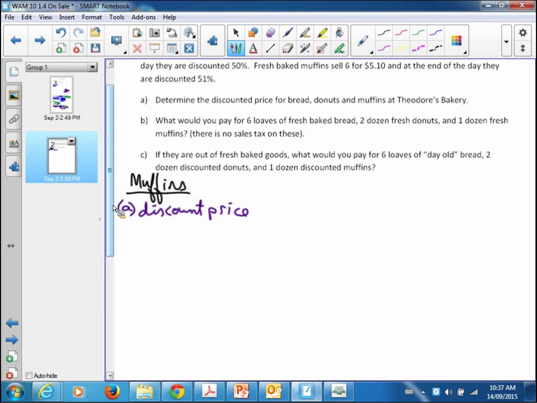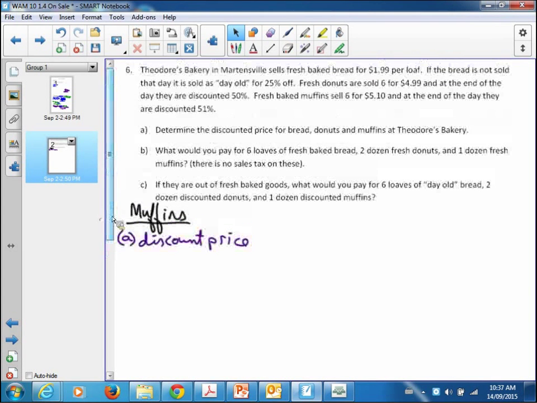For the day old. Now, does it make sense, using our little trick from the previous question, talking about muffins, fresh, they're 6 for $5.10, but they're discounted 51%. If the discount is 51%, what's the amount you pay as a percent? It's the opposite. You subtract from 100, right? 49. That literally means if the cost was $1, you'd be paying 49 cents, right?